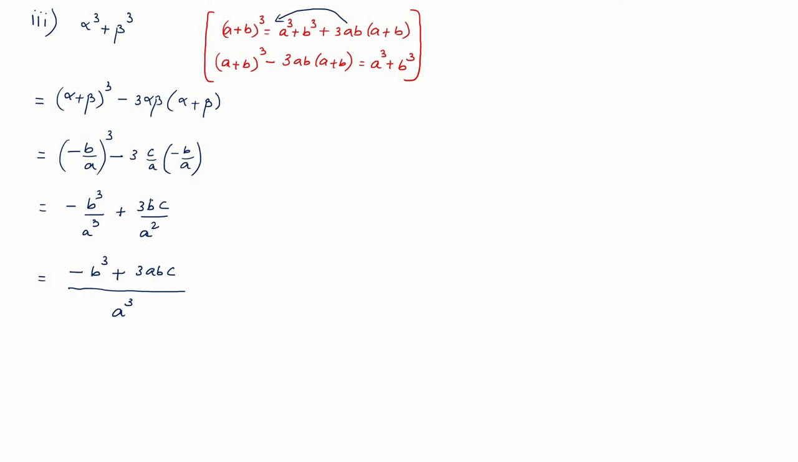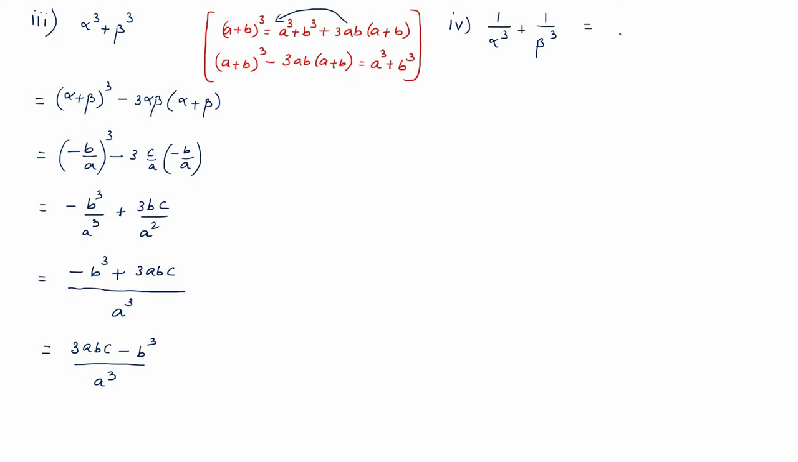1a is missing, that 1a we need to write in the numerator. Okay, it's just the way how you understand and how you are able to produce it. So what we have now is 3abc minus b cube by a power 3 is the value of alpha cube plus beta cube. Same way the last term is 1 by alpha cube plus 1 by beta cube.